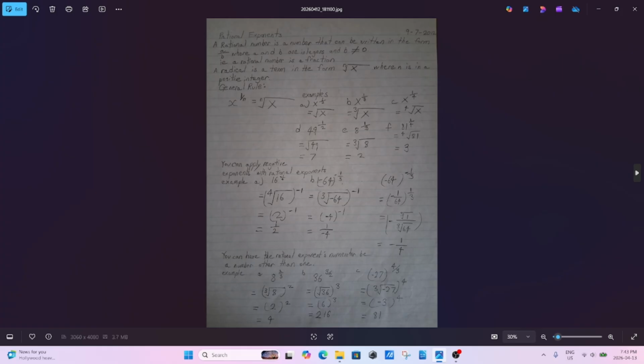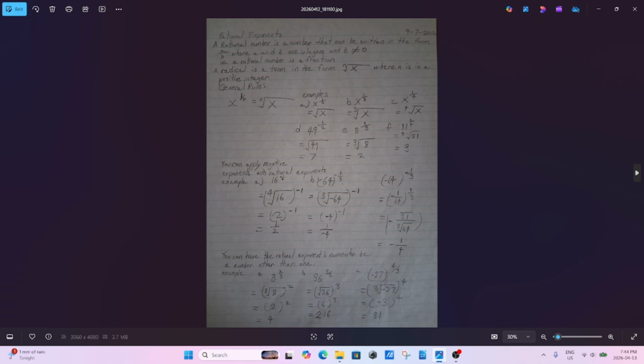So for example, A, x to the 1/2 is just equal to the square root of x. B, x to the 1/3 is just the third root of x. C, x to the 1/4 is just the fourth root of x. And D, 49 to the 1/2 is just the square root of 49, which is equal to 7.